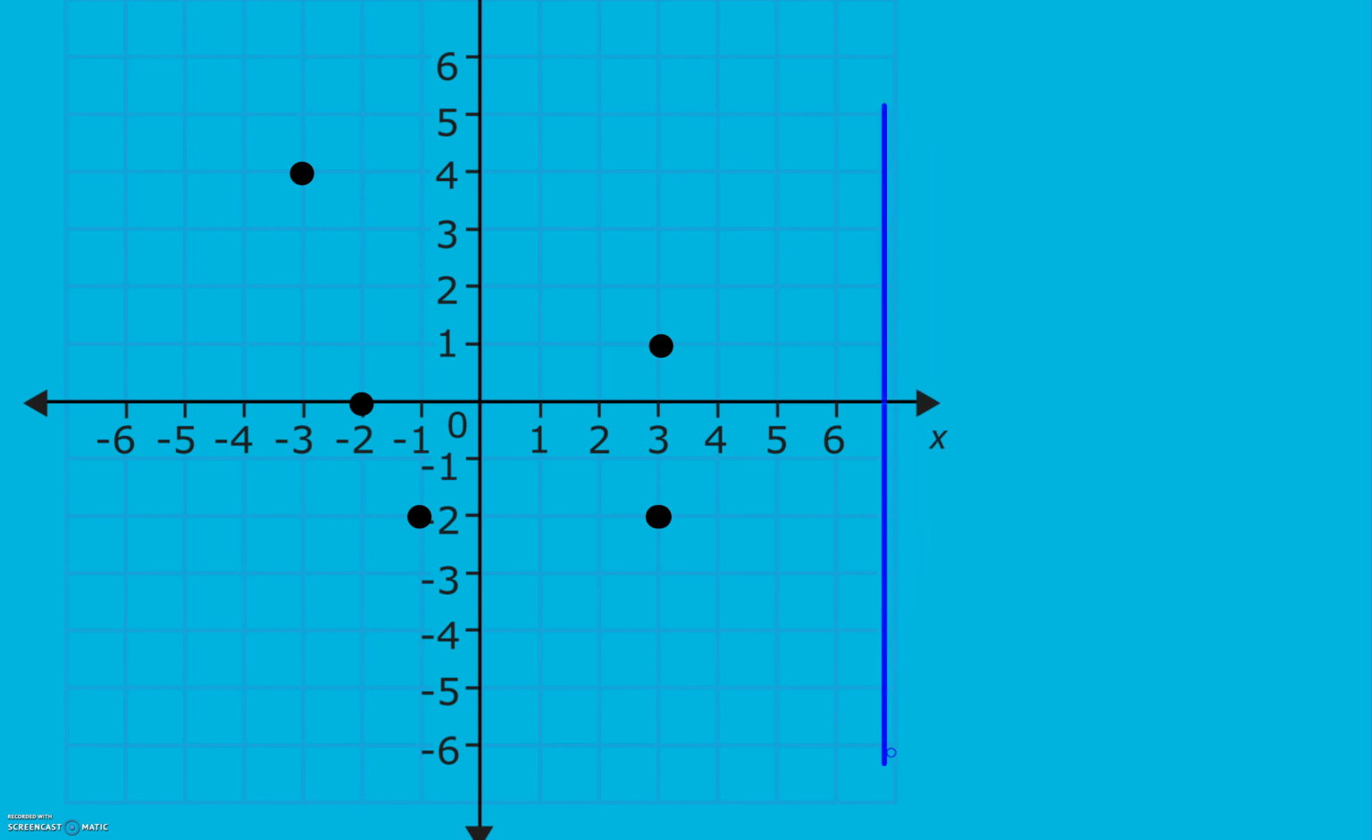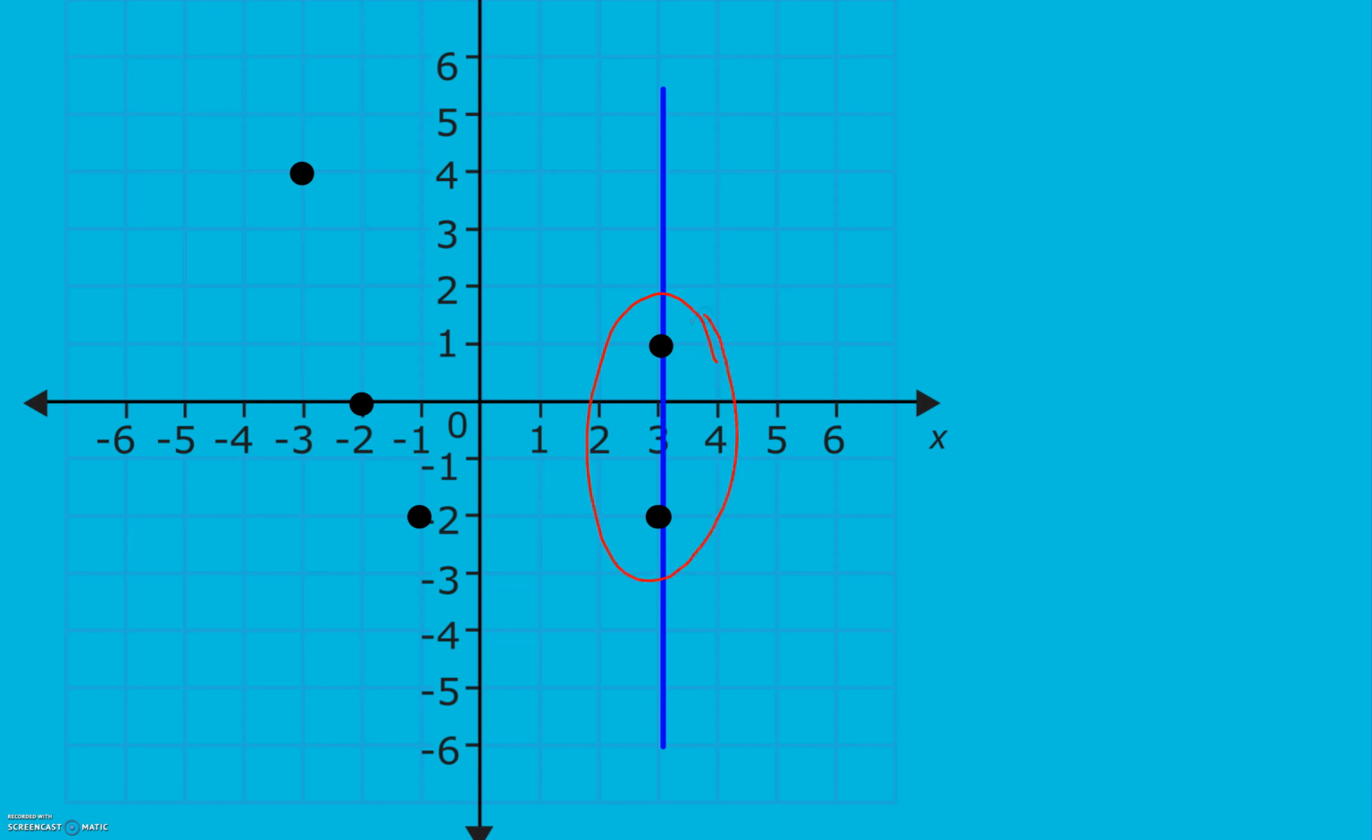Same idea here. I slide my vertical line through, but I stop here because here my vertical line hits 2 points at the same time, which means my one input 3 outputs two different values, 1 and -2. So this is not a function.